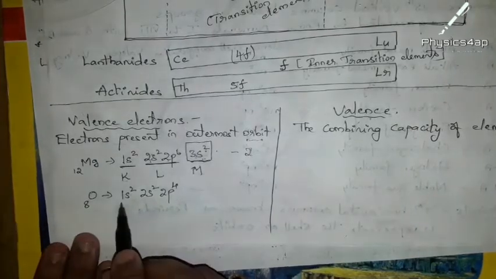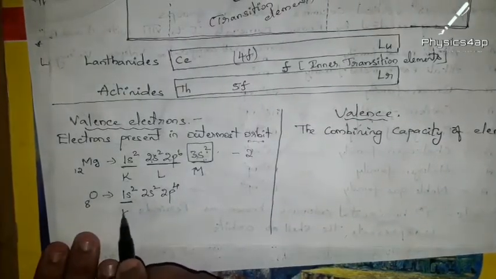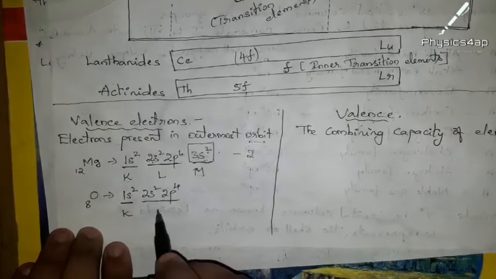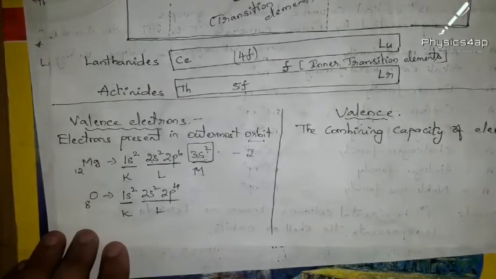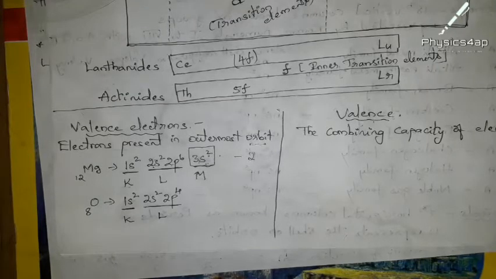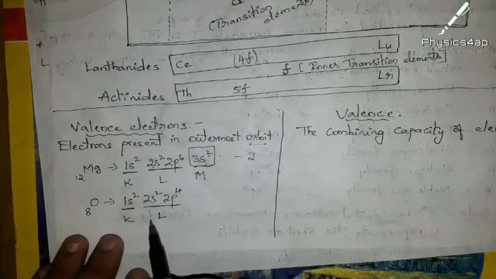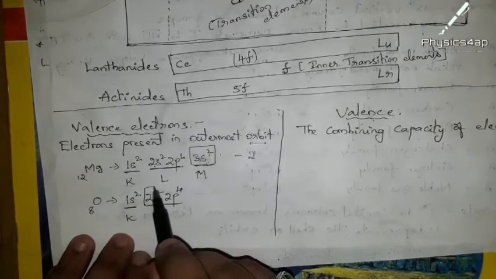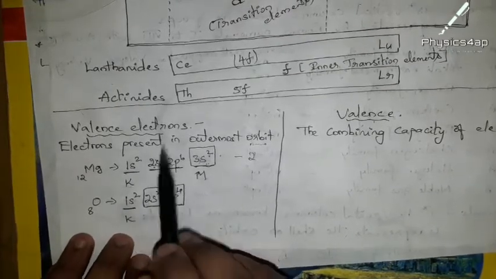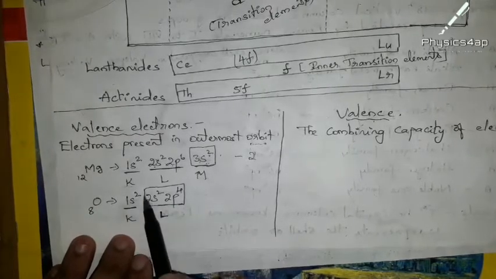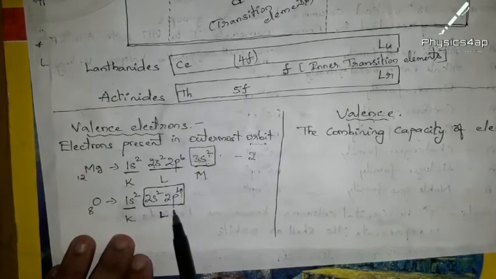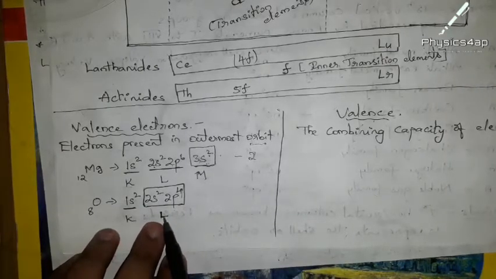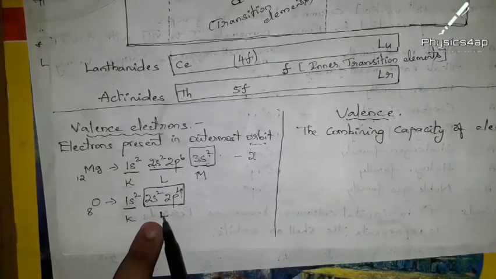Now this is the first orbit, which is called the K shell, and this is the second orbit, which is called the L shell. Which is the last orbit over here, the outermost orbit? Yes, L is the outermost orbit. So this whole thing we should consider. To find out the valency electrons, we should consider the whole L shell, which is the outermost orbit. And what is the number of electrons present in the outermost orbit, or in this L shell?